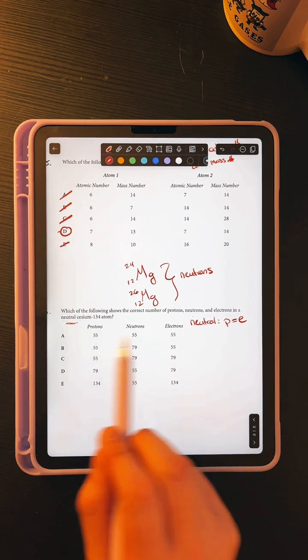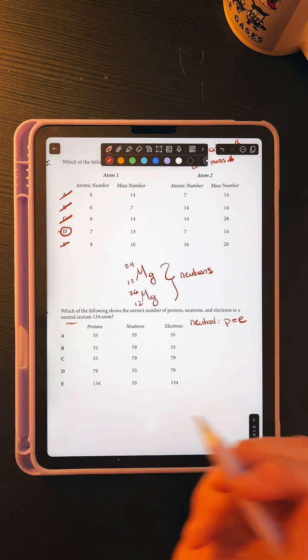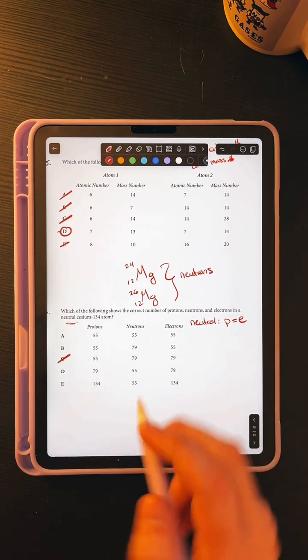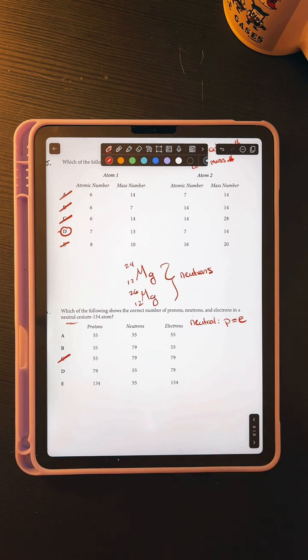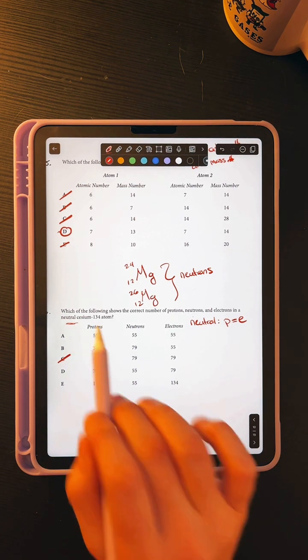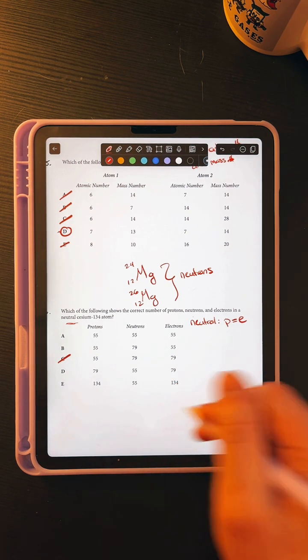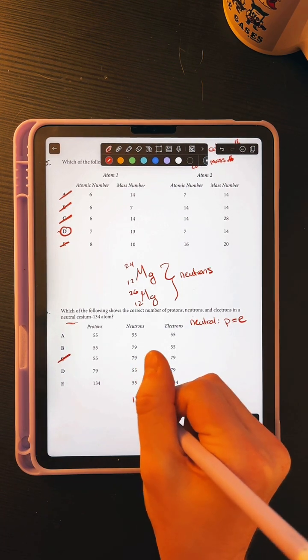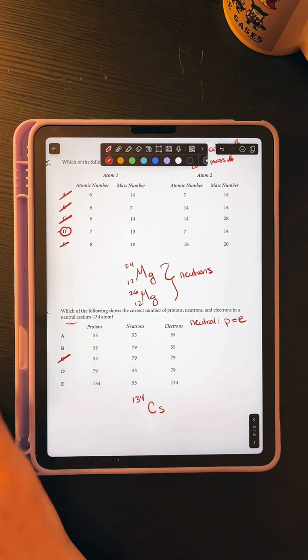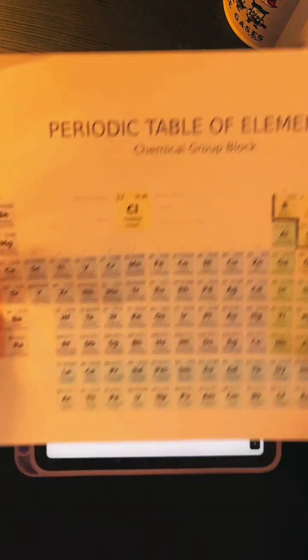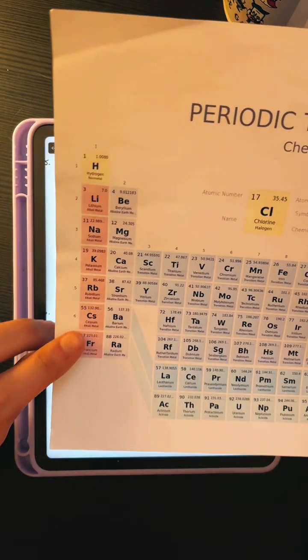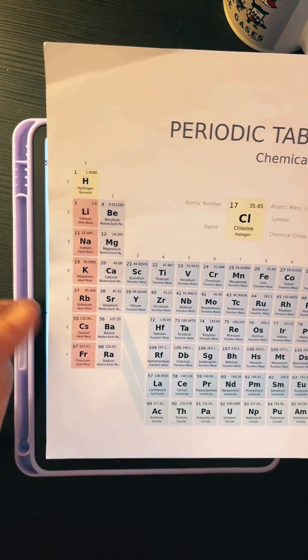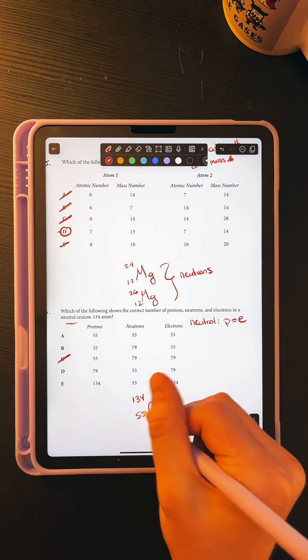Choice A, we have those the same. Choice B, those are the same. C, those are different, 55 and 79, so we can go ahead and cross that right off. The other two are the same. So we have cesium-134. Cesium is Cs. 134, that number is the mass number. Now, if we look at a periodic table, we find cesium, it's right here, and its atomic number is 55. So 55 goes on the bottom.